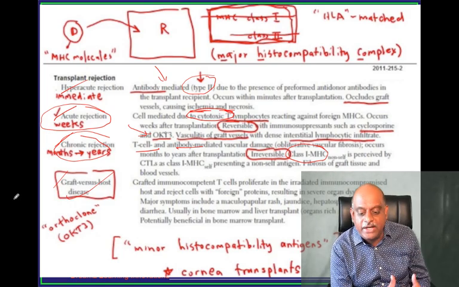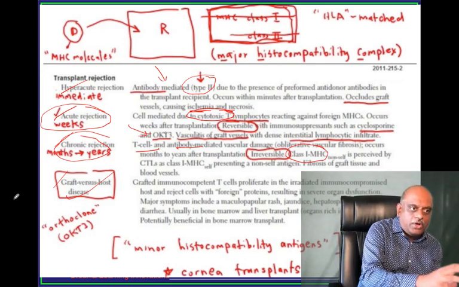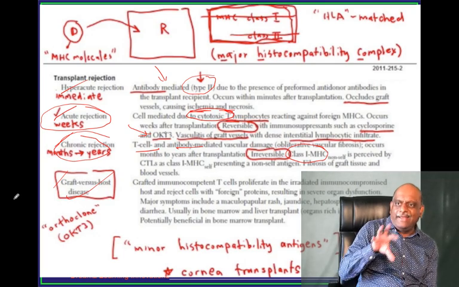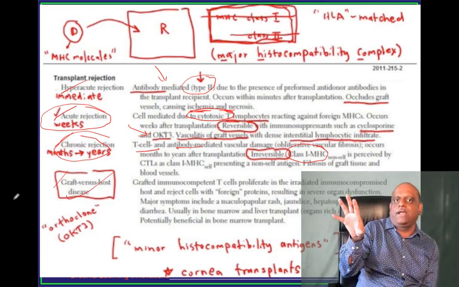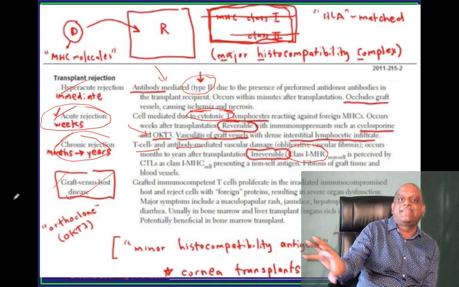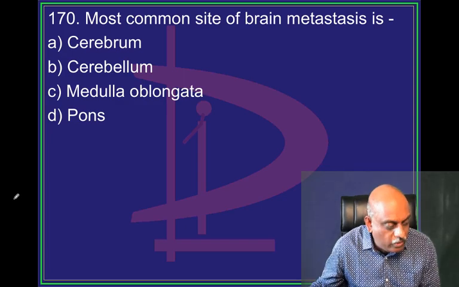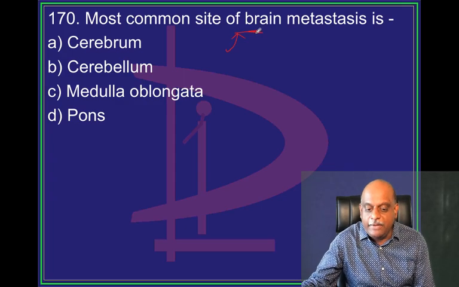So how can you prevent GVHD? The particular organ which you are bringing and putting into the recipient, irradiate it properly so that you kill all the immune cells inside it. That is what you need to understand. Now, what is the most common site of the brain metastasis?